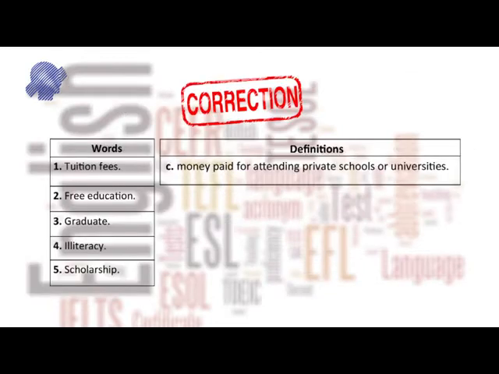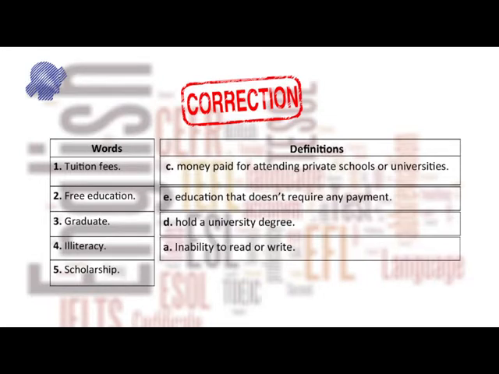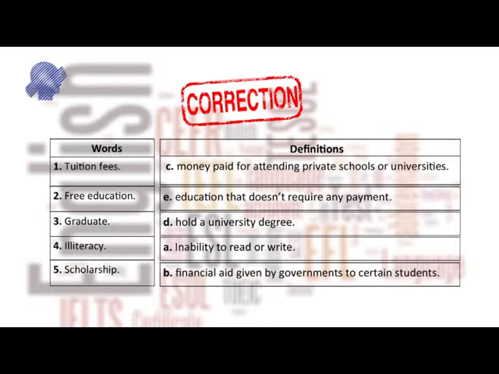Yes, this is the money paid for attending private schools or universities. Free education, right? This means education that doesn't require any payment. As we saw already, to graduate, which is to hold a university degree. Illiteracy, which is inability to read and write, good. And the last one, scholarship, which is financial aid given by governments to certain students.